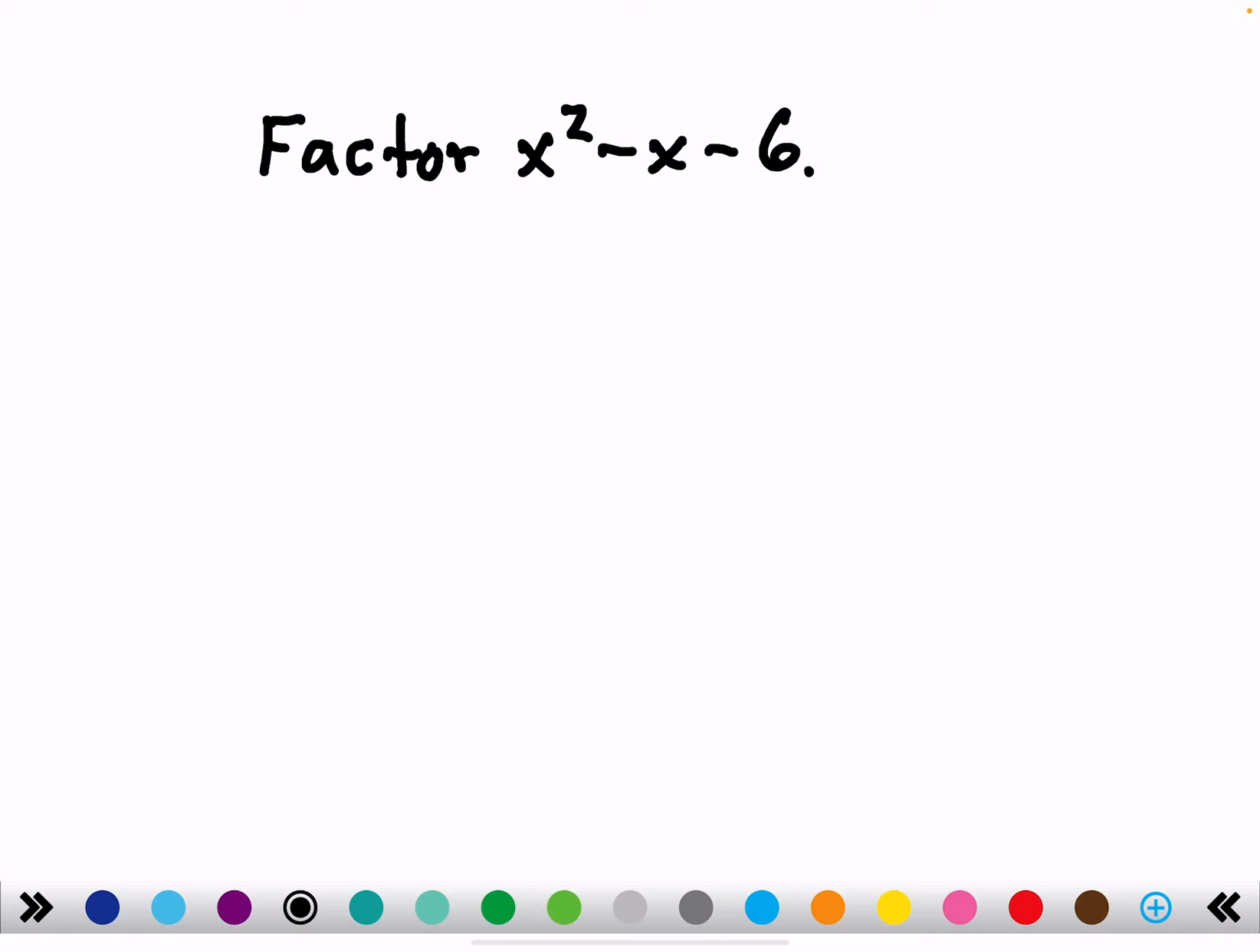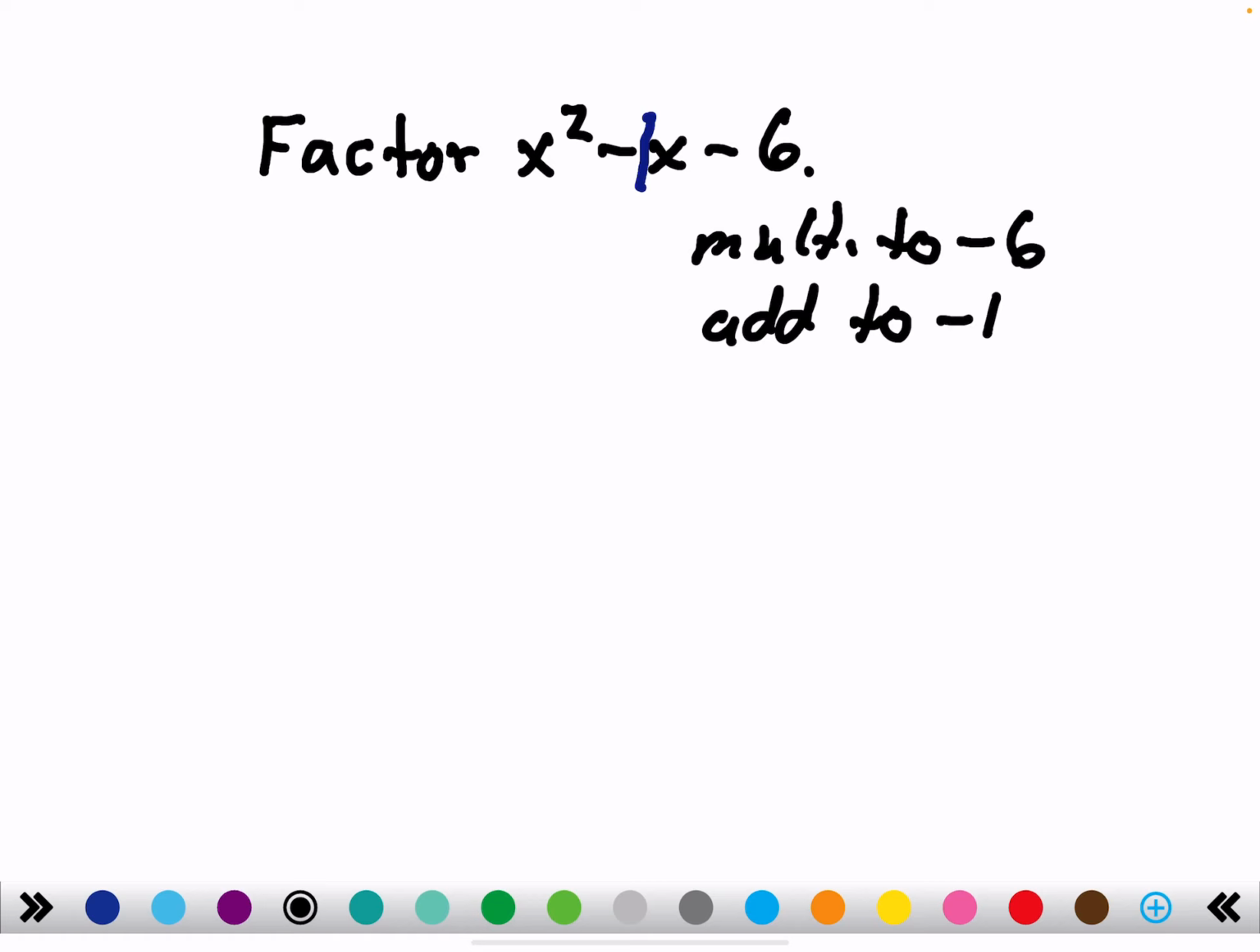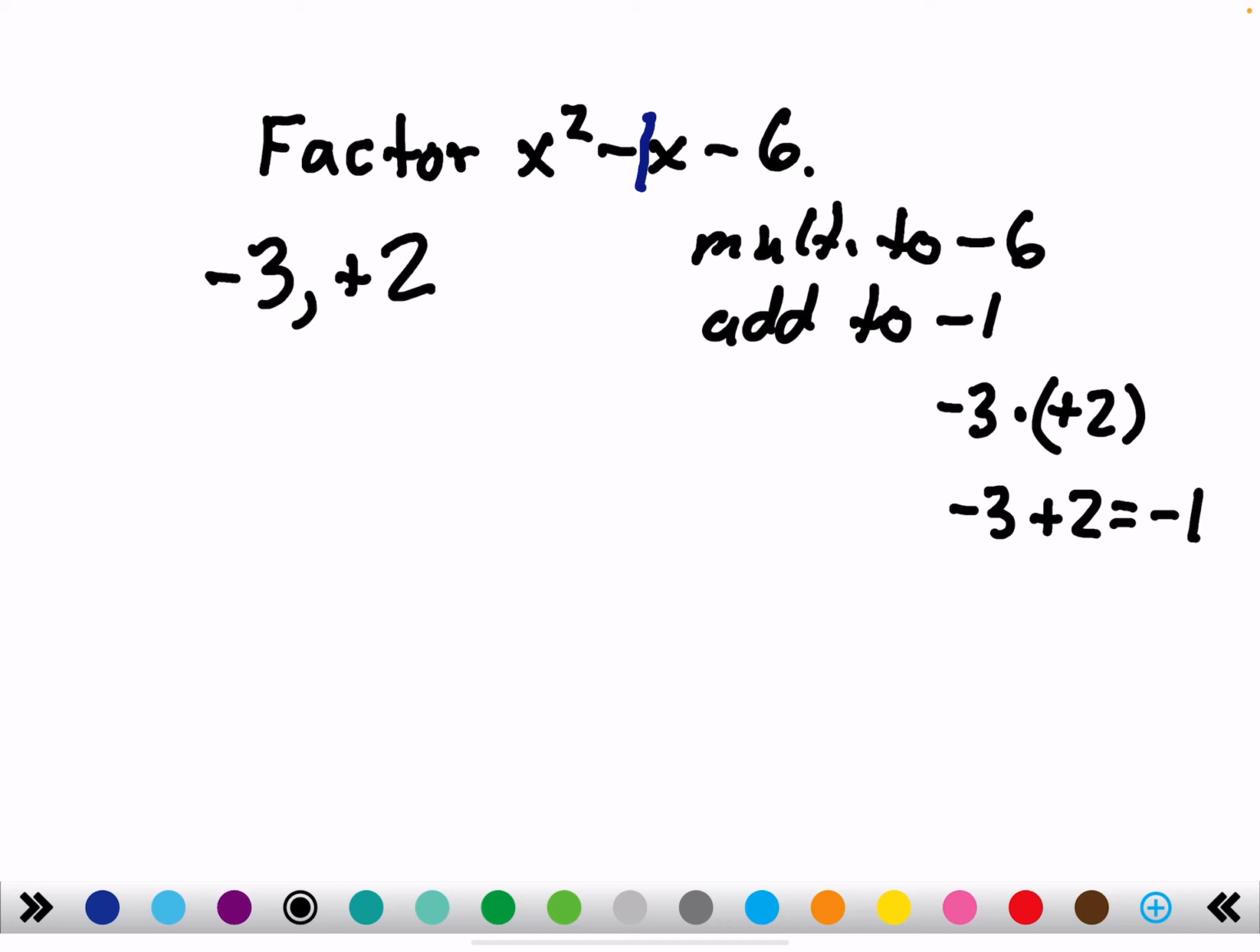Okay, let's factor x squared minus x minus 6. Now note that the coefficient of the x in the middle, the negative sign, represents -1. So for our factoring question, it will be, what are two numbers that multiply to -6 and add to -1? Now remember, you can include signs with factors. So this one would be -3 times +2. How do I know that's it? Because -3 plus 2 adds to -1. So our numbers are -3 and +2.